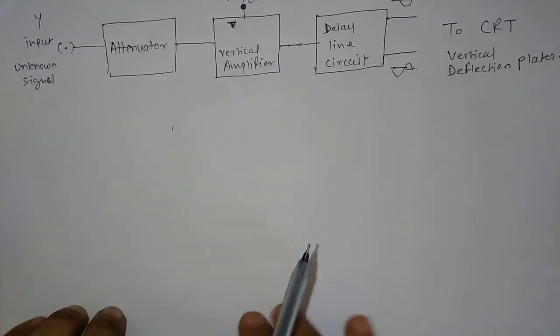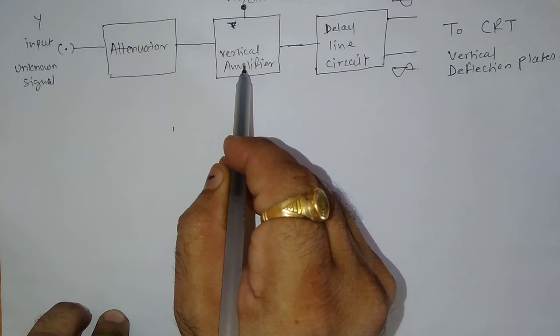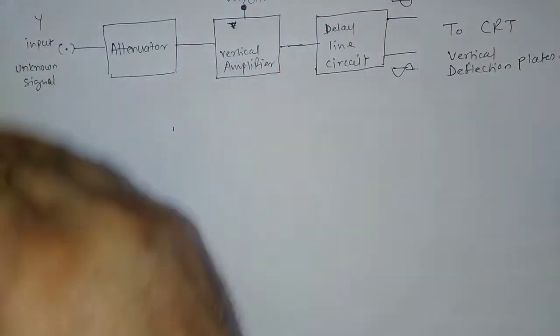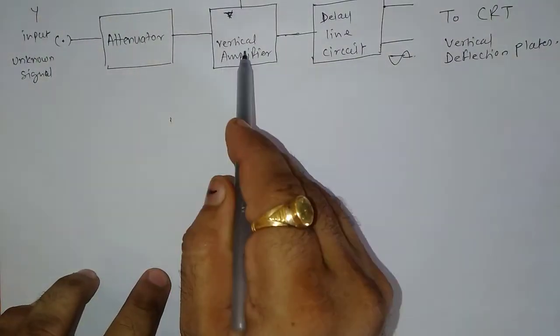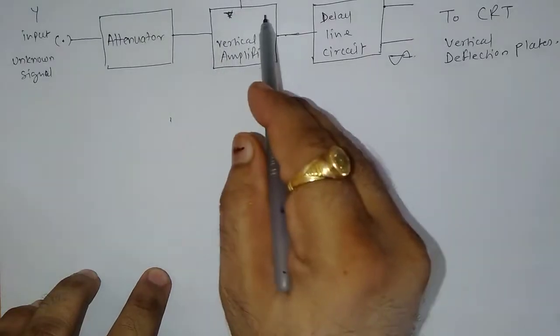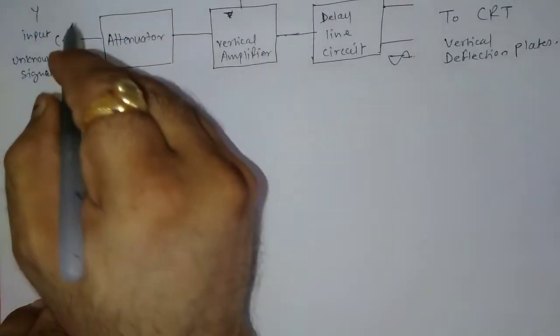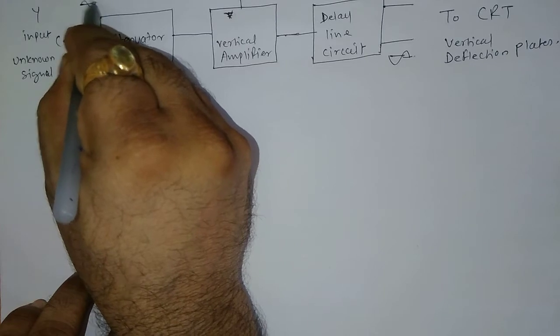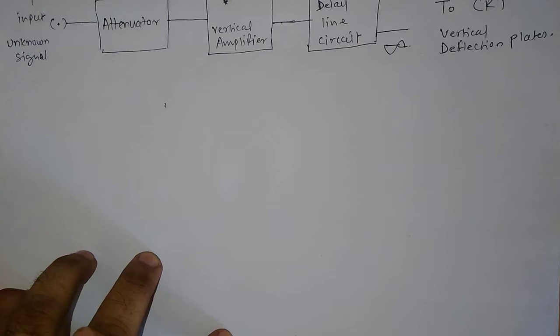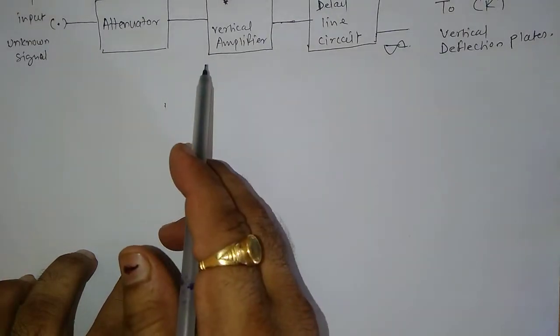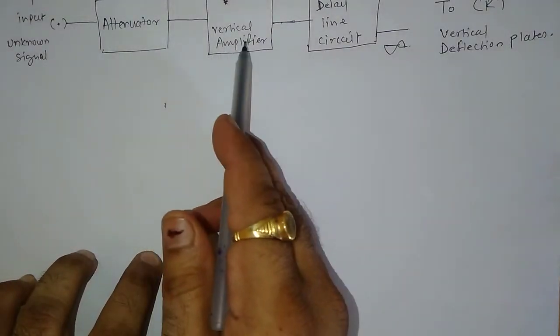Then after that it is passed through an amplifier. This whole section is for the Y input, that is, for vertical deflection, so this amplifier is called the vertical amplifier. What is it doing? Suppose the strength of the signal is very low, that is, the magnitude is very low, and it is not observed properly on the CRT screen. At that time the amplitude should be increased, so it should be amplified. That is why an amplifier is used here.